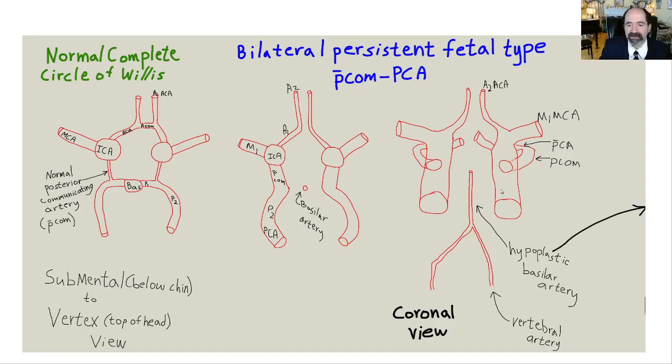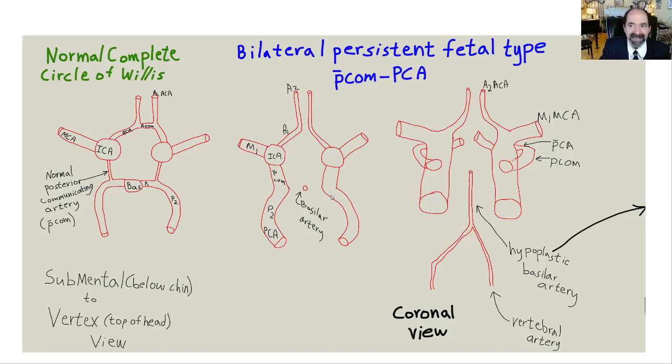Plus, there's a whole bunch of vessels that come off this basilar segment going into the brainstem. So what's the point of all this? The point is, you could have this anatomy. It's relatively common. About 8% of patients have bilateral persistent fetal PCOMs with associated small basilar artery. So if you've got this anatomy, you are at increased risk for a stroke.